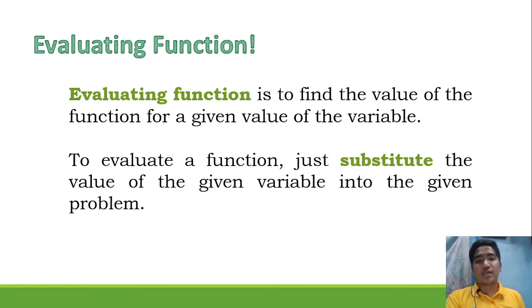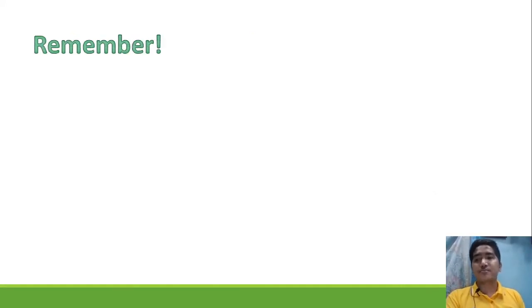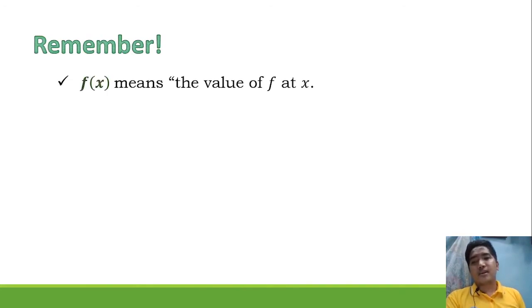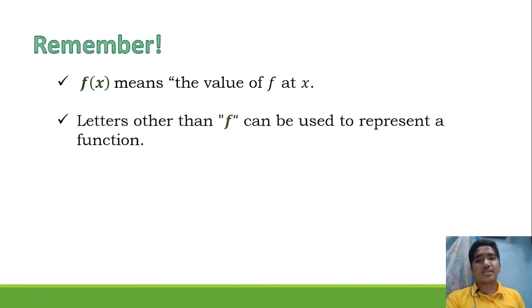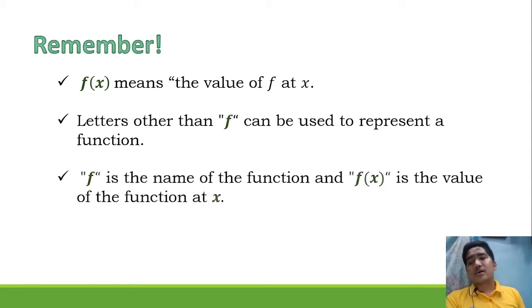If you know what the substitution method is, it's very easy to identify how to evaluate a function. First, f of x means the value of f at x. Next, letters other than f can be used to represent a function. It can be g of x, h of x, or other letters. Next, f is the name of the function and f of x is the value of the function at x. So we name the function through its first letter.